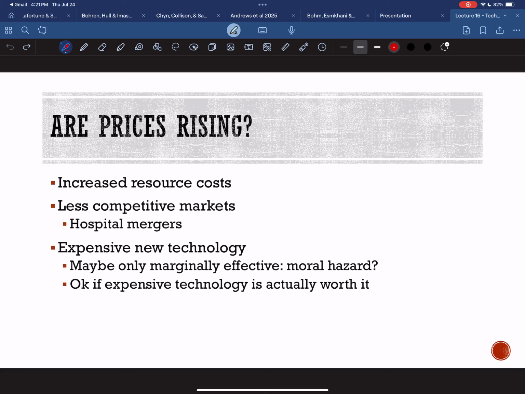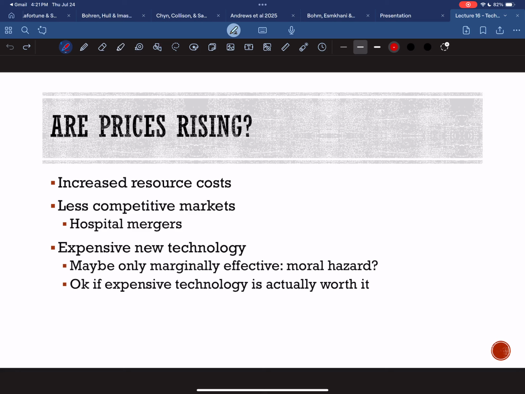And it could also be expensive new technology, right? So if you think that, okay, maybe it's not that hospitals are driving up the prices per se, but they're competing for really high quality technology, maybe only marginally effective technology.